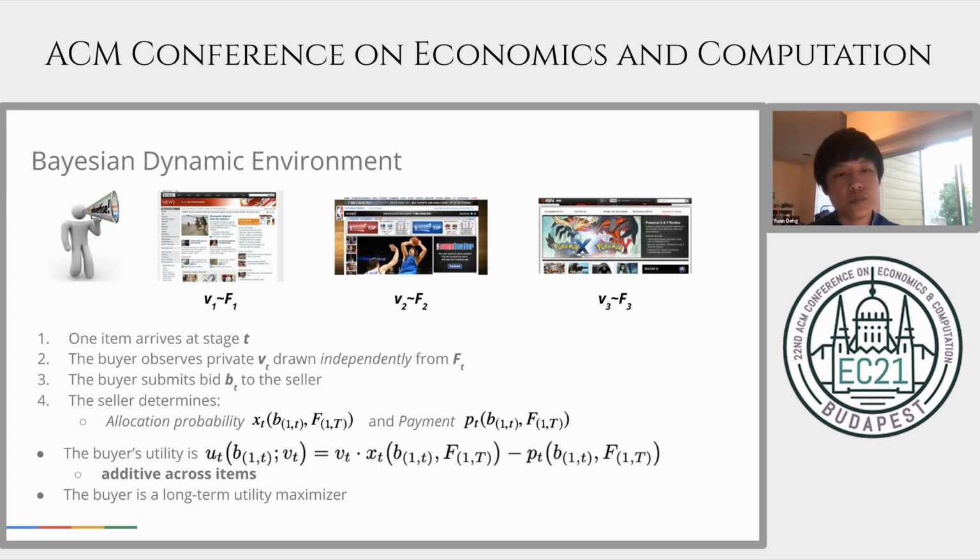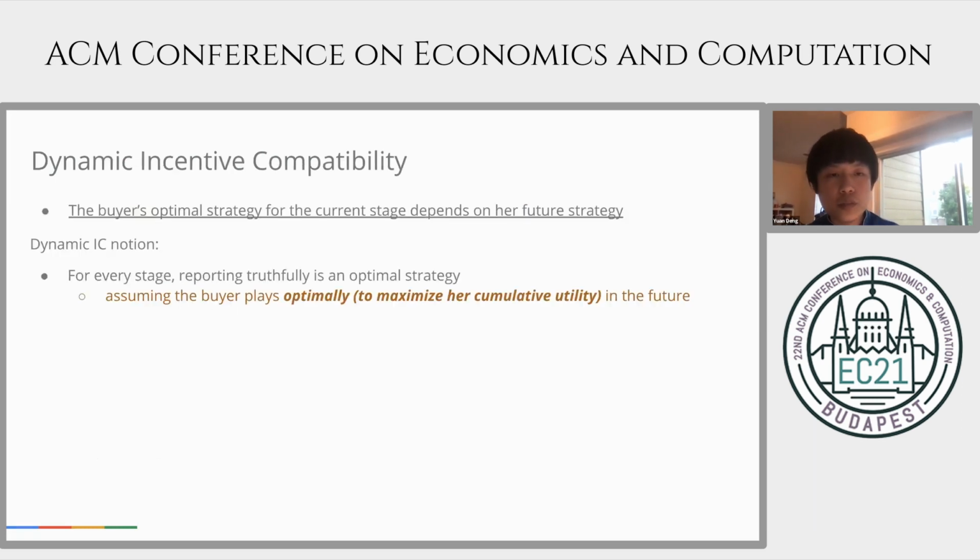After that, the buyer can submit their bid to the seller. In this dynamic environment, the seller must sell the item at stage t. And here, the allocation rule and payment rule of the seller can depend on the buyer's historical bids as well as the seller's prior information. We further assume the buyer's utility is quasi-linear and additive across rounds, and moreover, the buyer is a long-term utility maximizer.